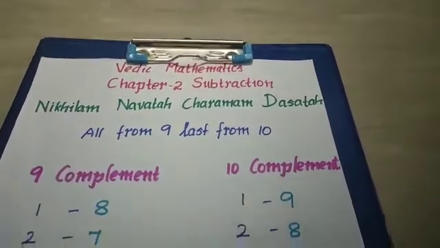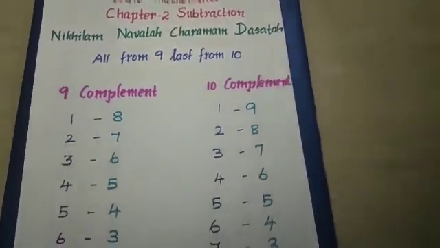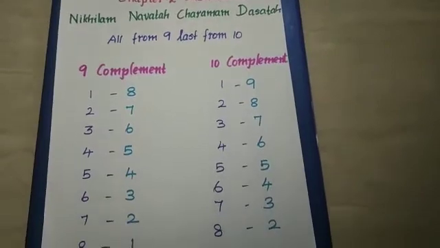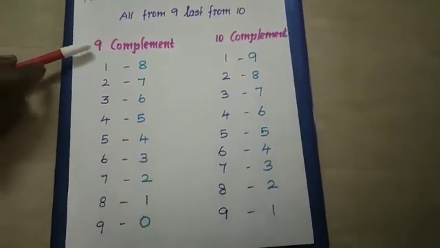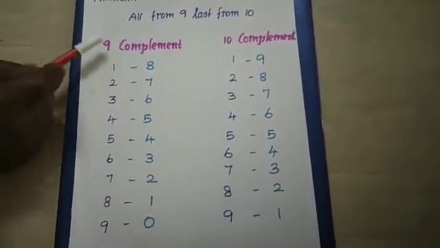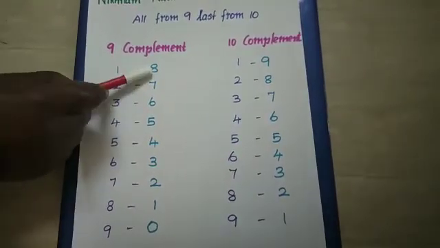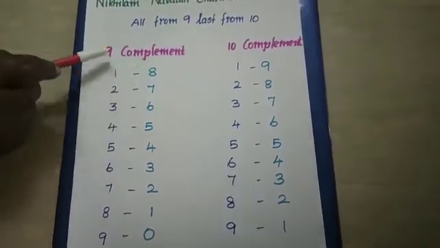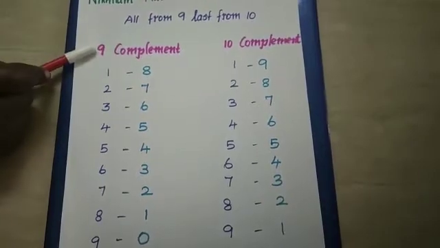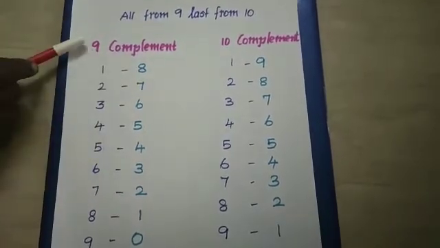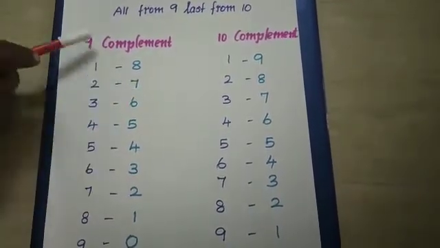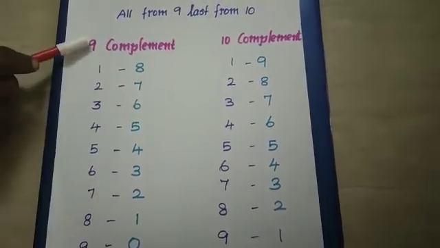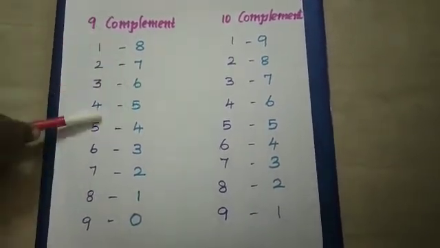What do you mean by 9 complement and 10 complement? First let us see 9 complement. Here in this 9 complement, when you add two numbers, you must get the number 9. For example, if you add 1 and 8, you will get 9. 2 plus 7, 9. 3 plus 6, 9. 4 plus 5, 9. So like that it goes on.